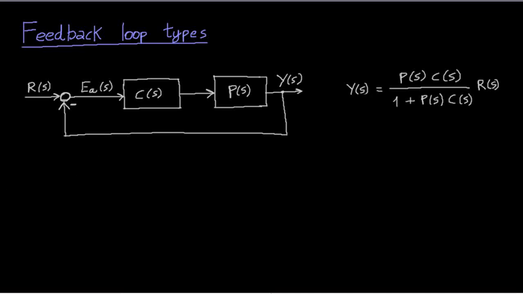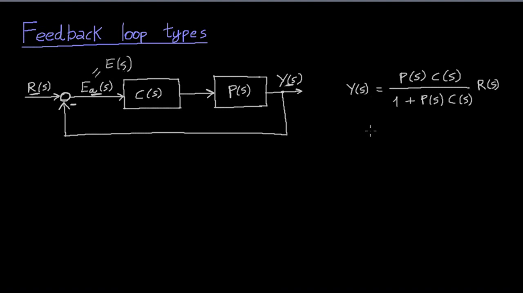Let's analyze the steady-state error of simple feedback systems. As we saw in the last video, in these systems, the acting error and the true error, that is, the difference between what we want and what we have, are the same. So EA(s) is equal to E(s).